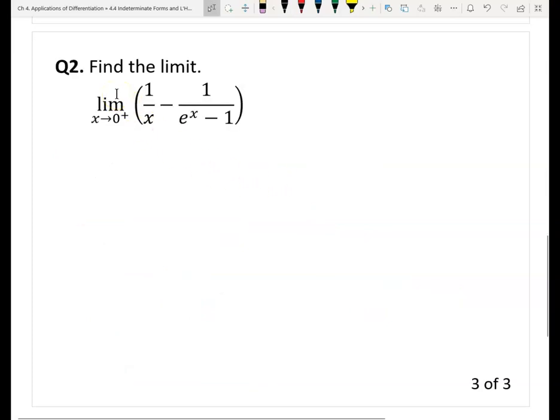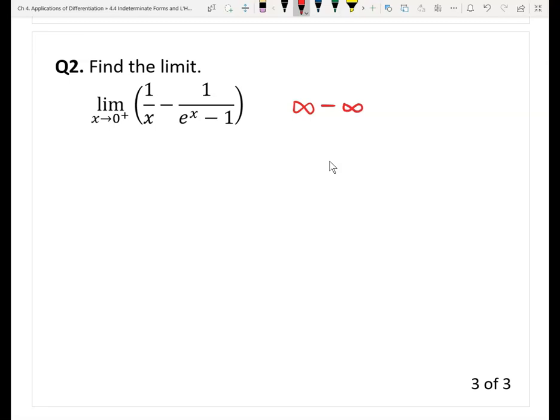Here is the last question. We have a limit of the difference. The same, we're going to check. The first term is 1 over 0, which means what? Infinity. So the first is infinity minus the second, 1 over e raised to the 0's power, which is 1. 1 minus 1 is 0. Therefore, this is the infinity minus infinity type.